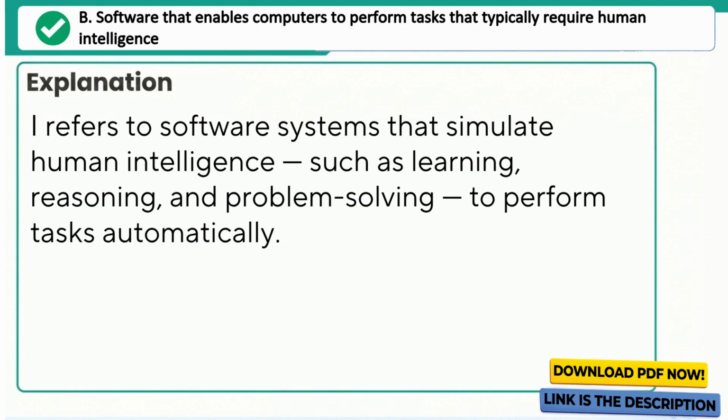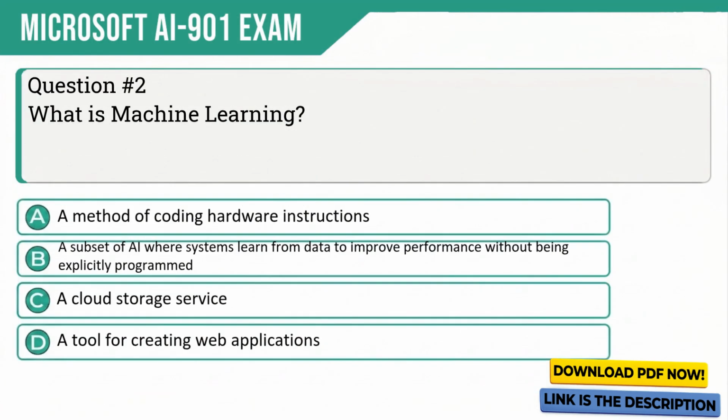Explanation. AI refers to software systems that simulate human intelligence, such as learning, reasoning, and problem solving, to perform tasks automatically. Question number 2. What is machine learning? A. A method of coding hardware instructions. B. A subset of AI where systems learn from data to improve performance without being explicitly programmed. C. A cloud storage service. D. A tool for creating web applications.